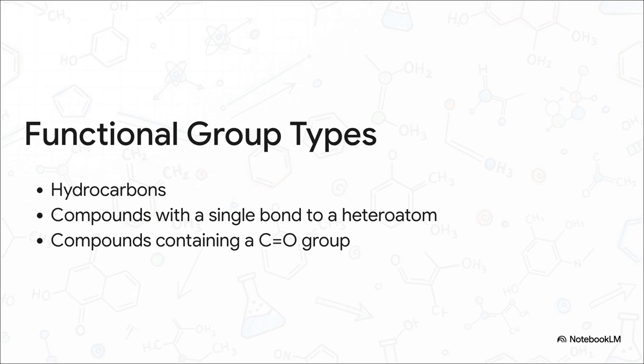Now, there are a ton of functional groups out there, but we can make them easier to learn by sorting them into a few categories. For the most part, they fall into three main types: hydrocarbons that have carbon-carbon double or triple bonds, compounds with a single bond to a heteroatom, like that oxygen we saw in the alcohol, and compounds that have a carbon-oxygen double bond, which is called a carbonyl group.